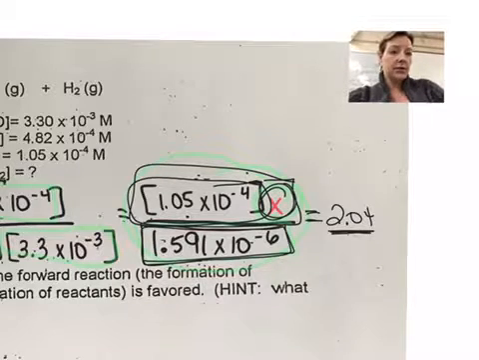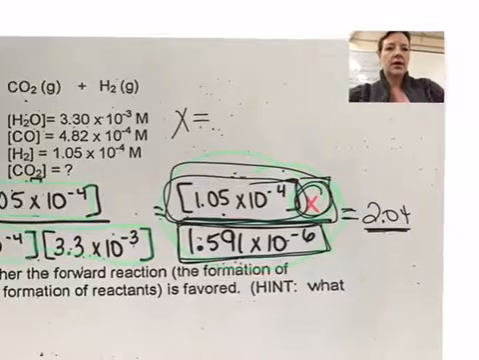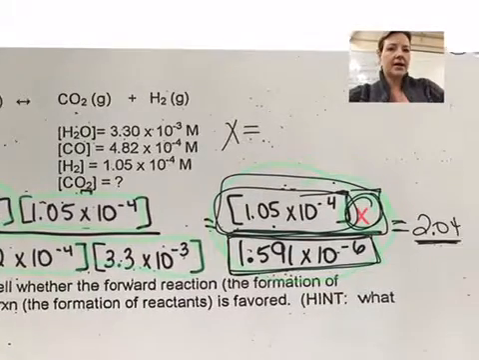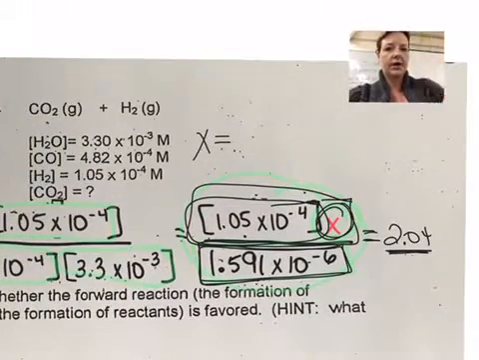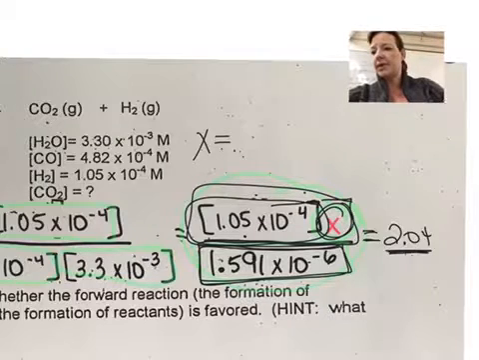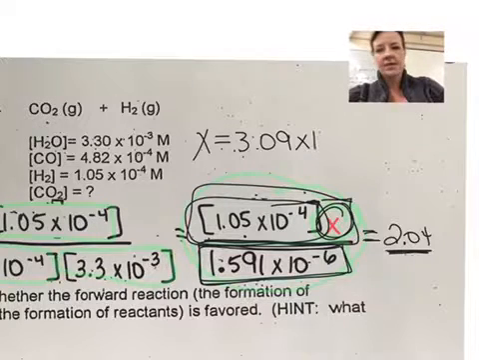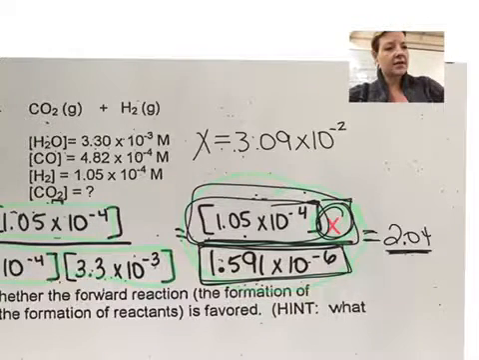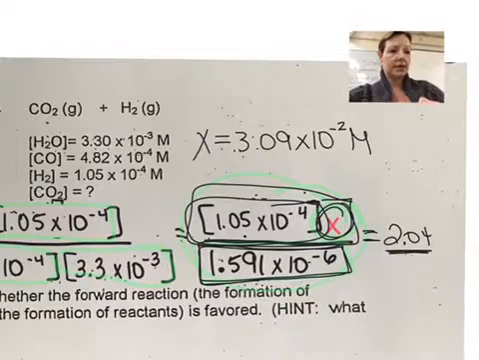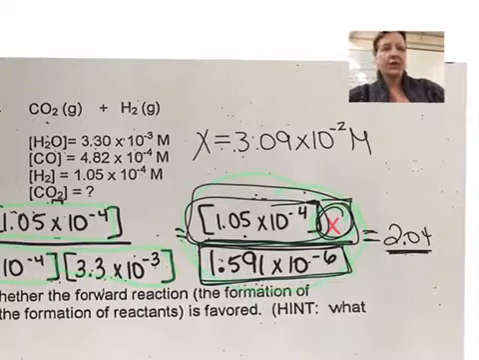And when I do all of that, my x, the concentration of carbon dioxide, is what I'm trying to solve for. And the concentration of that carbon dioxide should come out to 3.09 times 10 to the negative second moles per liter. So that's what you should have gotten for an answer for number 8.